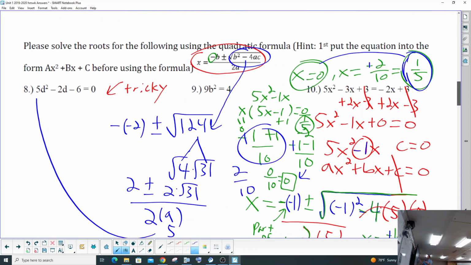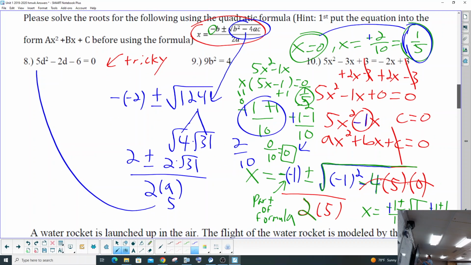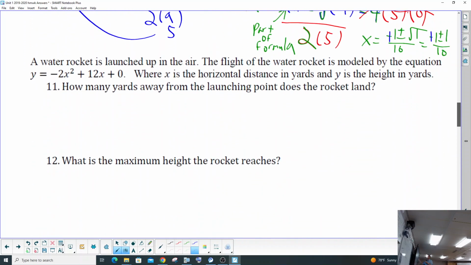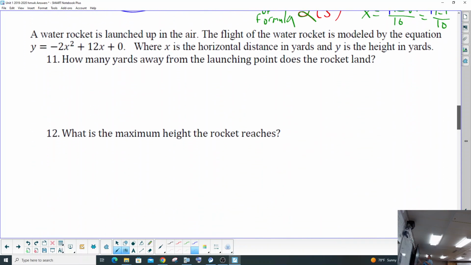You've got to do your 2a, 2 times a, where your a is actually a 5. I'll let you reduce that. But you just forgot to do the rest of it. You've got to do the b squared minus 4ac. That's the quadratic formula. Hint: first put the equation into the form ABC before you use the formula.